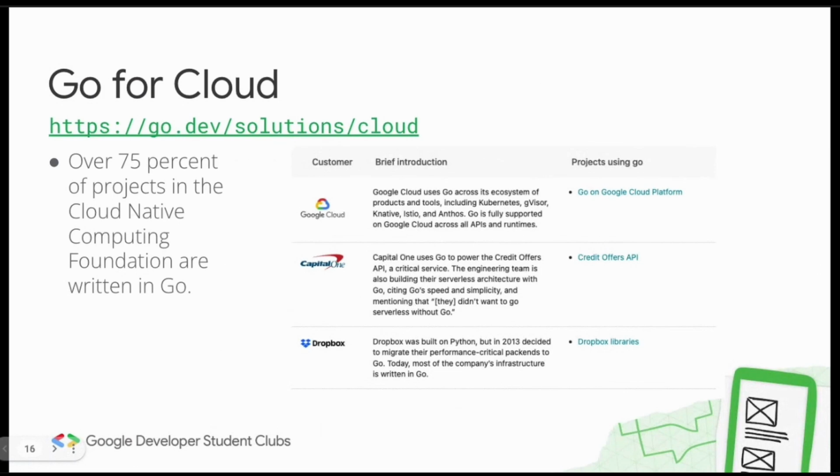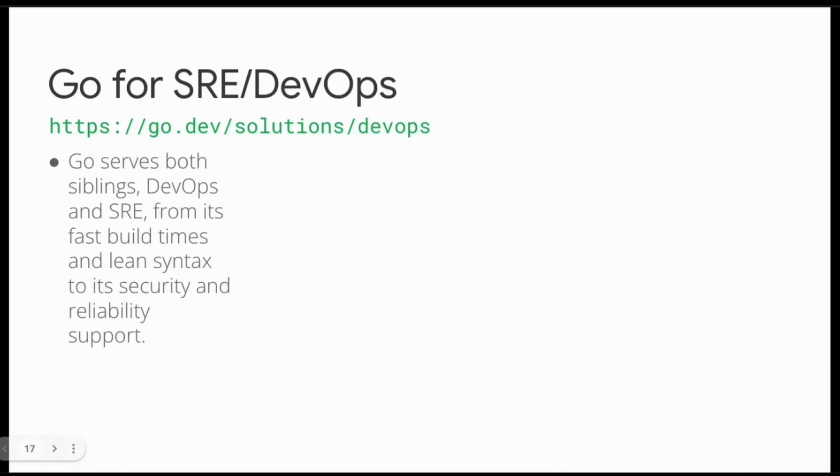So I'd like to go into a bit more of the use cases for Go right now. One of the primary ones is cloud computing. According to go.dev, 75% of the new Cloud Native Computing Foundation projects are written in Go. And some of the big companies like Google, Capital One Bank, and Dropbox are developing their cloud platforms using Go.